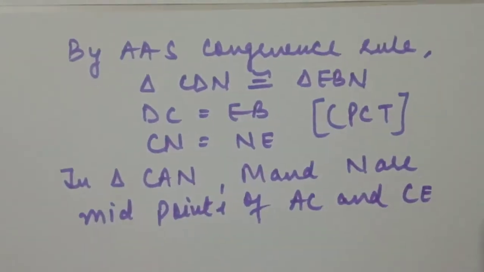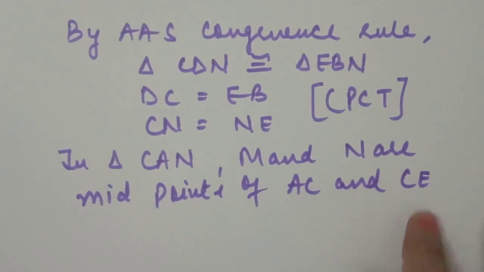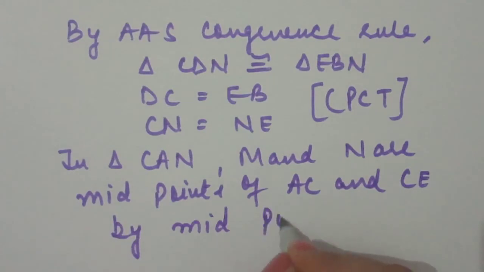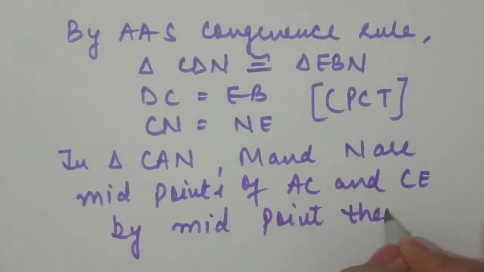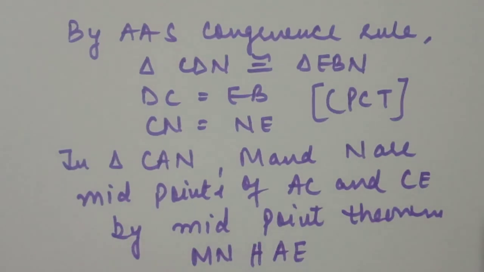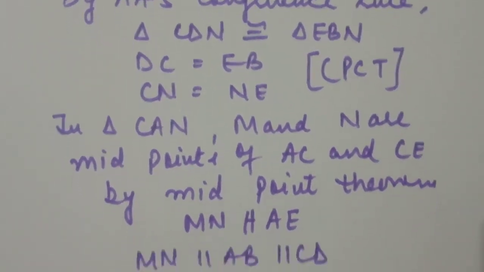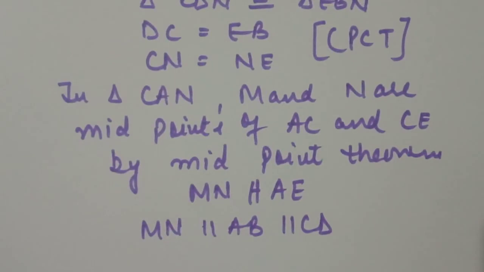So students, AC and CE, if these two are the midpoints of these two sides, then according to the midpoint theorem, MN is parallel to AE. If MN is parallel to AE, then MN is also parallel to AB and CD, because AE is a part of AB. So students, this is your final result of question number 6.